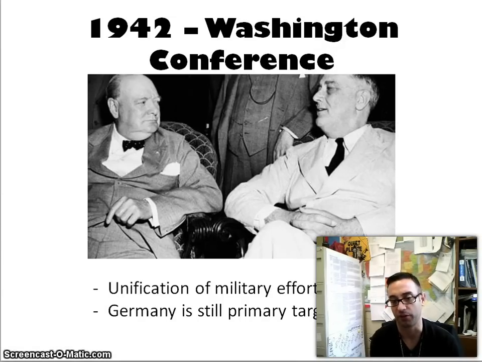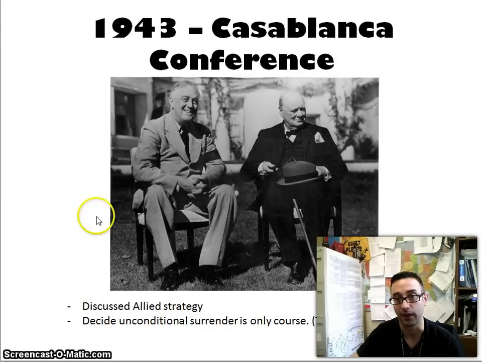First, the unification of military efforts by both the United States and the United Kingdom, and that Germany is still the primary target. I say still because this is something these men and their respective governments had already agreed to with the Atlantic Charter at the Atlantic Conference in August 1941. So they're just reiterating that. They'll do that again, okay, in Casablanca, Morocco, in the following year.